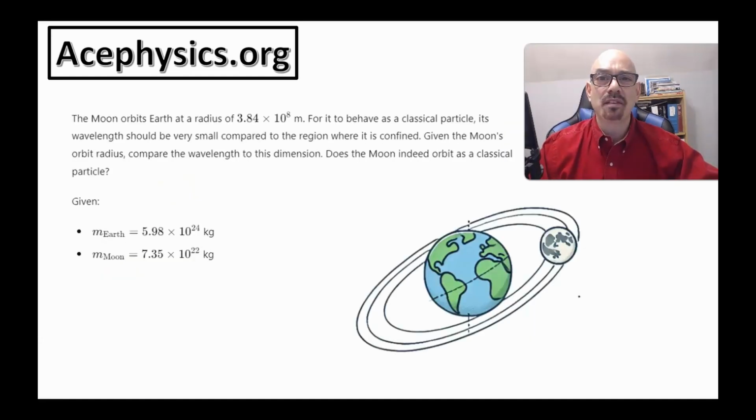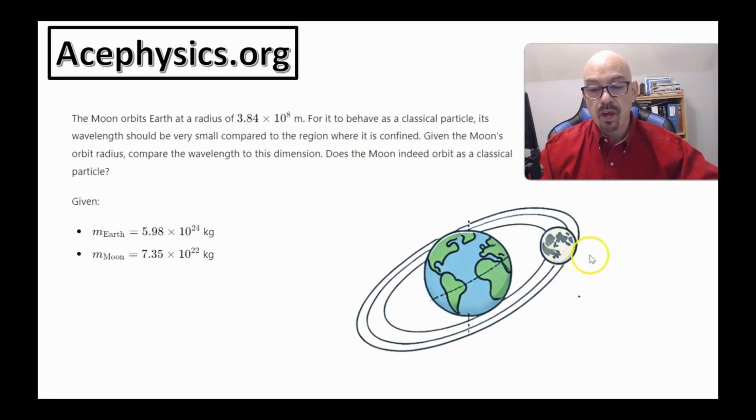Hi, let's move on to the final two problems. These problems are related, and of course, they're still on matter waves. First problem. The moon orbits Earth at a radius of 3.84 times 10 to the 8th meters. For it to behave as a classical particle, its wavelength should be very small compared to the region where it's confined. Given the moon's orbit radius, compare the wavelength to this dimension. Does the moon indeed orbit as a classical particle?